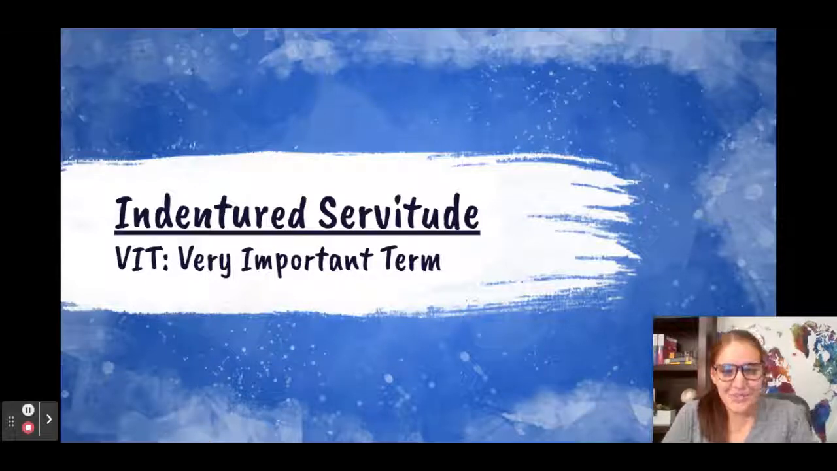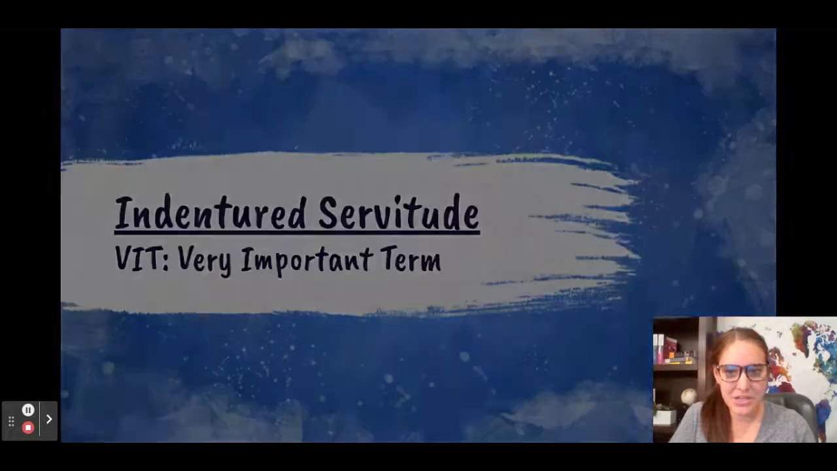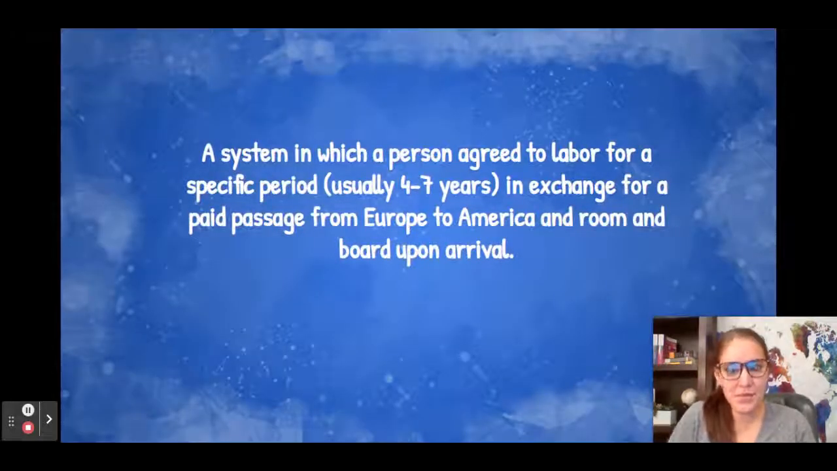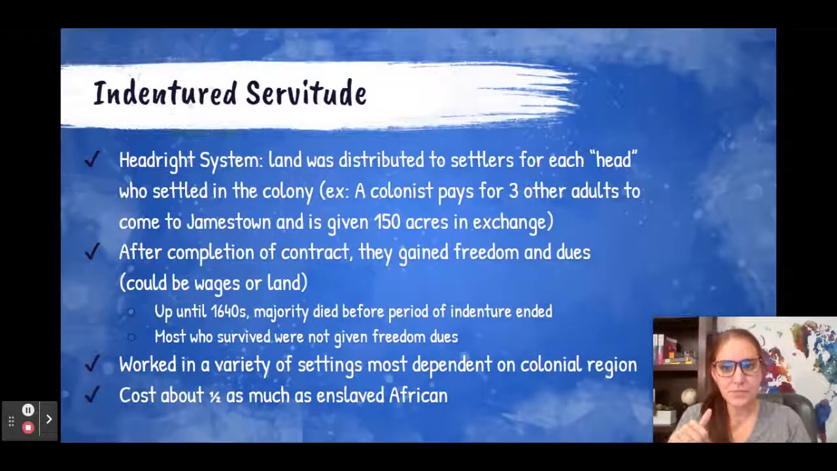All right, here's your brief definition of indentured servitude, which is found in the APUSH Curriculum Period 2. A system in which a person agreed to labor for a specific period, usually 4 to 7 years, in exchange for a paid passage from Europe to America and room and board upon arrival. Stay tuned till the very end to make sure you fully understand the significance of this term for the APUSH curriculum. So, indentured servitude often was put into play through the headright system.